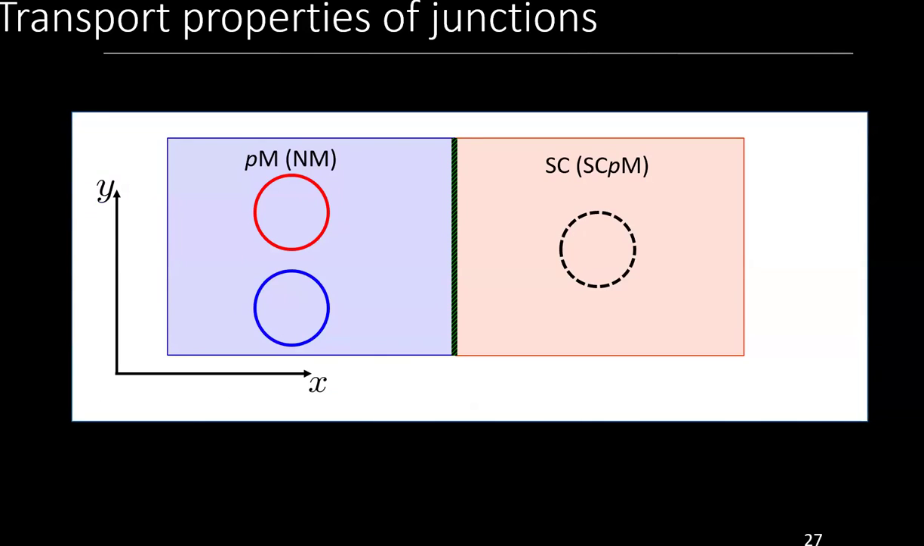What is interesting then, so not everything is just the same. There is some difference related to the fact that we have this odd parity or P-wave magnet. And we found that this difference can be manifested in transport. So for this, we consider the following junction. We have a P-wave magnet to the left, and a superconductor to the right.